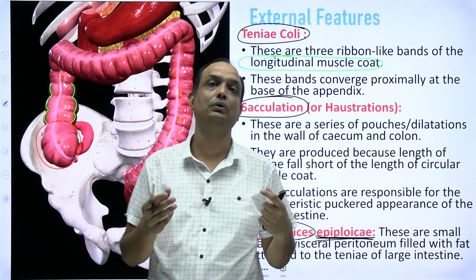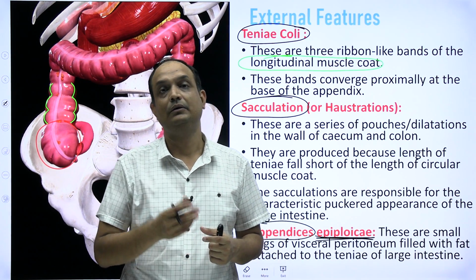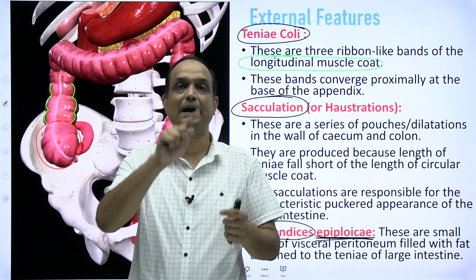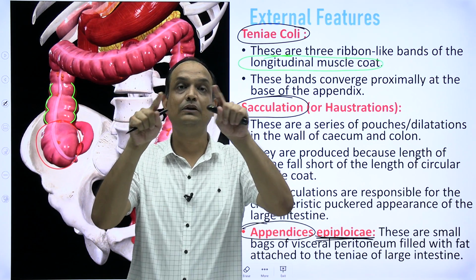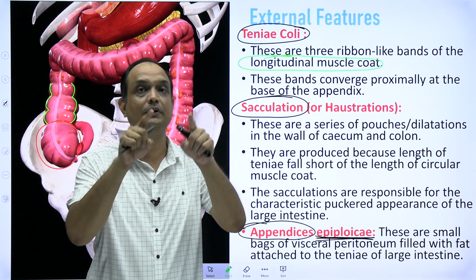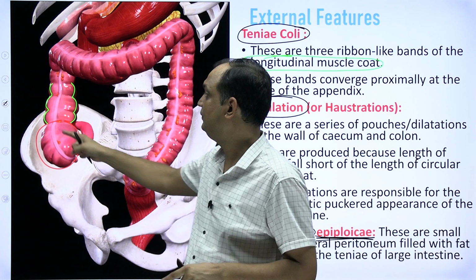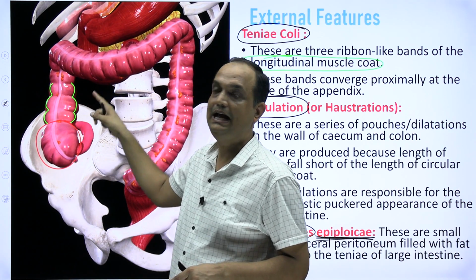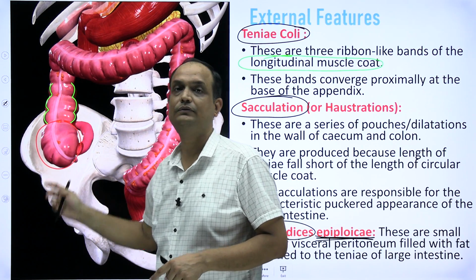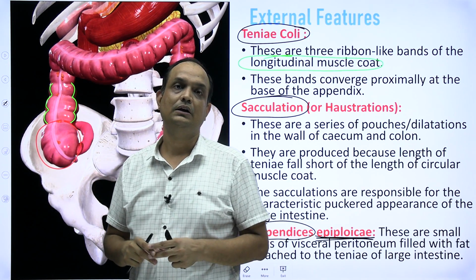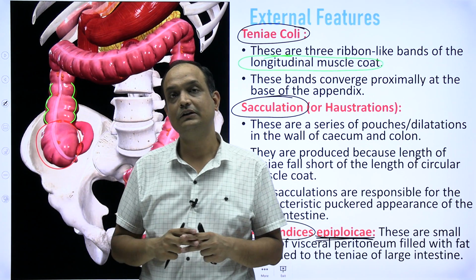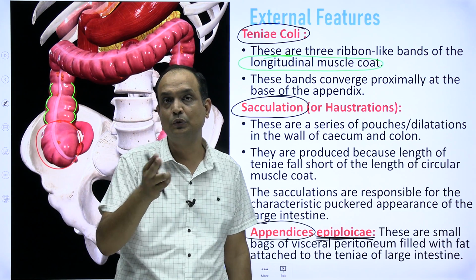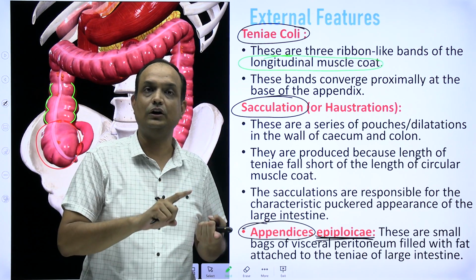It is just like a corrugated pipe which you have with the basins or with your drainage lines. That corrugated pipe has the saculations or haustrations, the different pouches, and these pouches are found because this band is shorter in length as compared to the length of the wall of your colon, which is now having only the circular muscles. Because of the differentiation in the length of the two muscle layers, the one which is shorter is the important one.